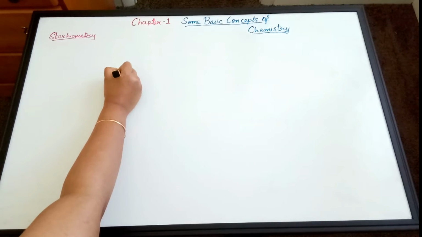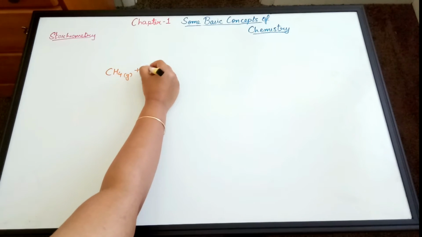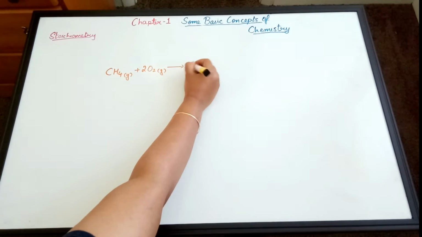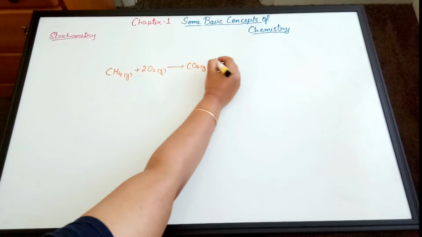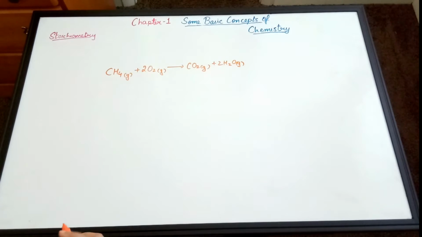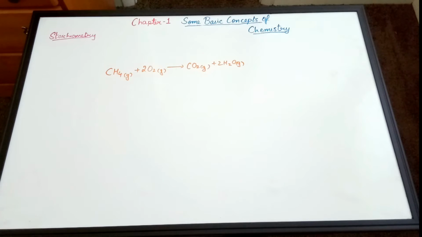Let's consider a chemical reaction, that is CH4 plus 2O2 gives rise to CO2 plus 2H2O. So this is a balanced chemical equation because the number of atoms on the reactants is equal to that of the products. Now this is a balanced chemical equation, right?